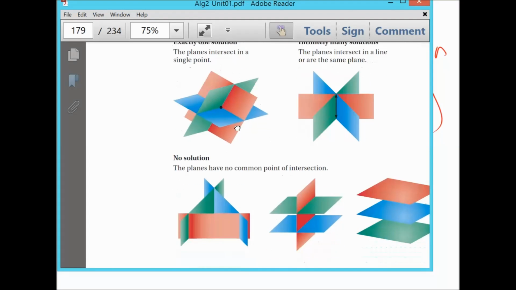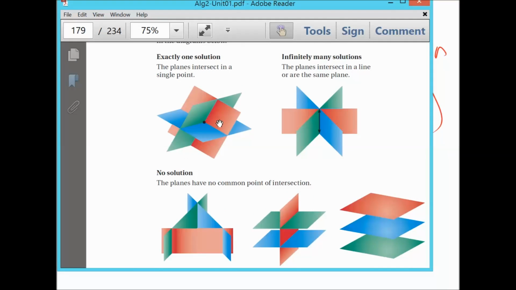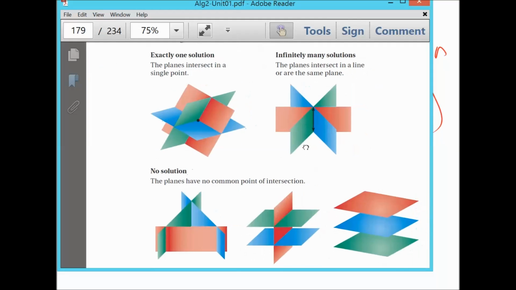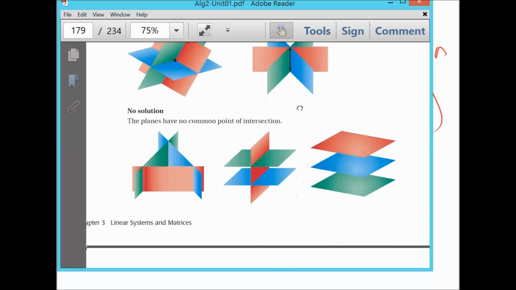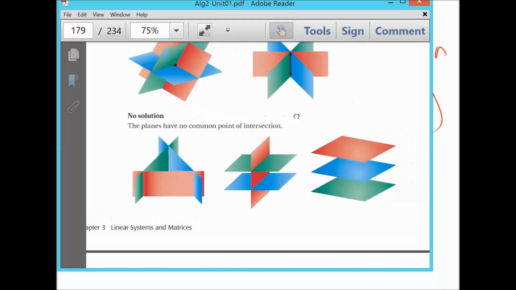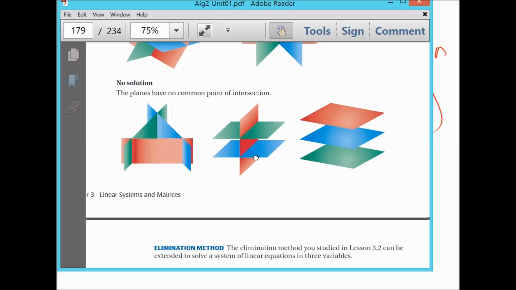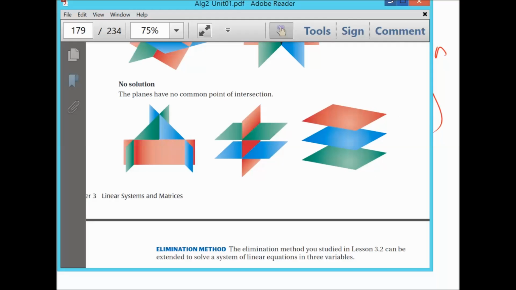There could be a situation where they intersect in a single point like this. These are the three different equations. They intersect right here in the middle. There's a situation where they have infinitely many solutions because it'll go up and down forever. All of those are on the same plane. This is from page 178 as well. And there's a chance where they have no solution, like there's no single place where those three will cross. Like two of them will cross, but there's no place where all three of them will cross.